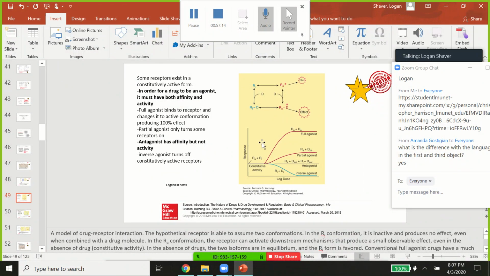And then inverse agonist, I wouldn't honestly worry about. She never really went into the details about that. So skip by that.